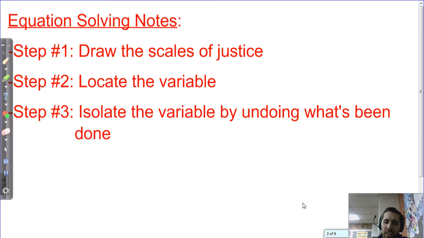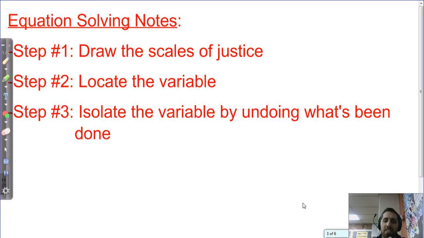Any equation, whether it looks simple like that or it's more difficult, we're going to start off with step 1, and that's to draw the scales of justice. That scales of justice is really that middle beam, and you'll see what I'm talking about in a minute, but we're just drawing that scale beam to show that we have equivalent values on either side, and no matter what we do to the left, we must do to the right to maintain that balance.